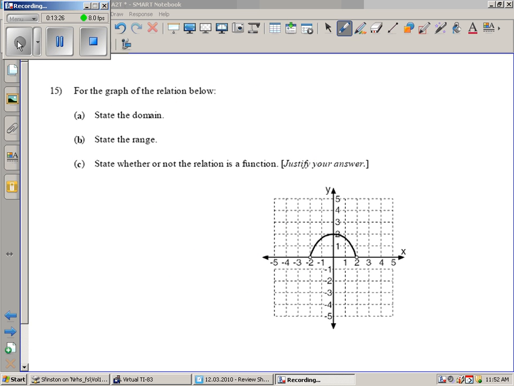Question number 15, let's take care of the domain and range. The domain is the x values. The x values stretch from -2 to 2, and there's 2 open circles. So we could write that like this. Whoops, not -2 to 2. -2 to just straight up 2. Right? Open brackets because of that. Another way that you could write that is that you could have said something like this.